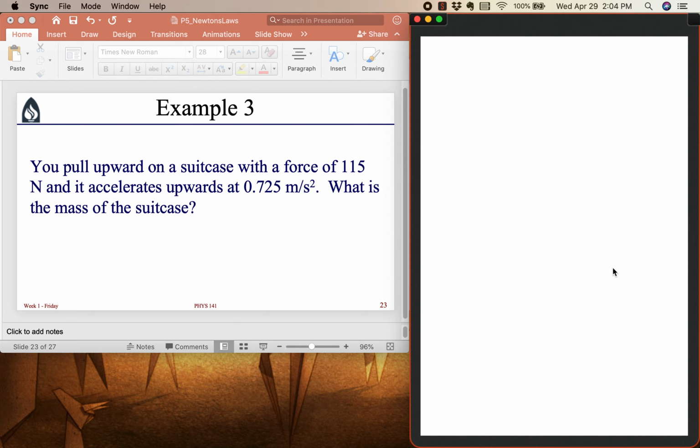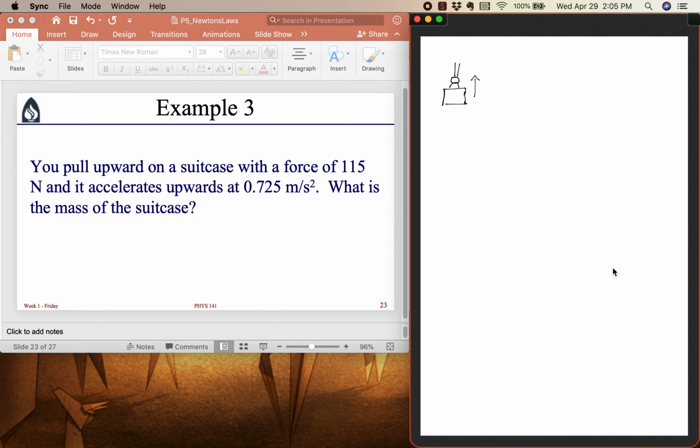As we stated before, the first thing we really want to do is draw a picture showing the situation. So in this case, we have a suitcase. So here is the suitcase, and the suitcase has a handle, and then there is a hand that is pulling the suitcase upward. So the suitcase is accelerating in the upward direction.